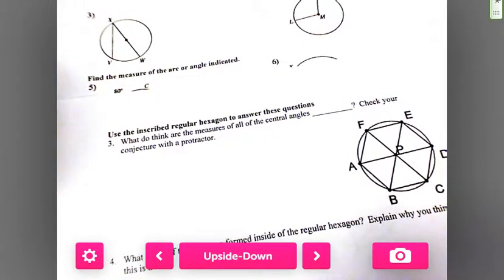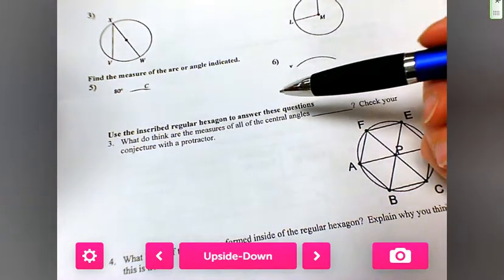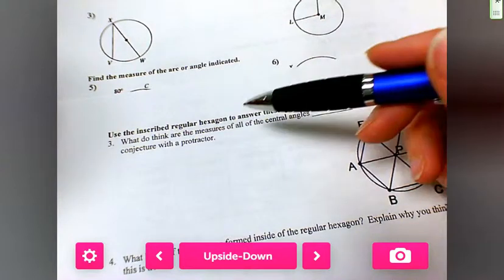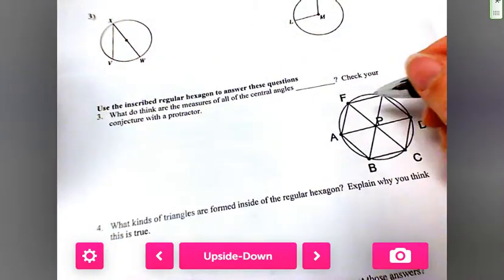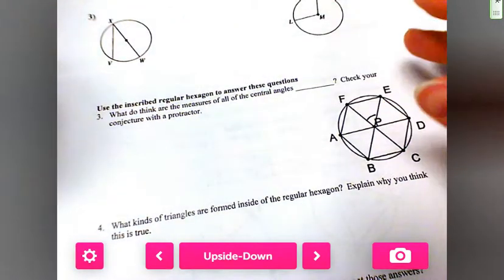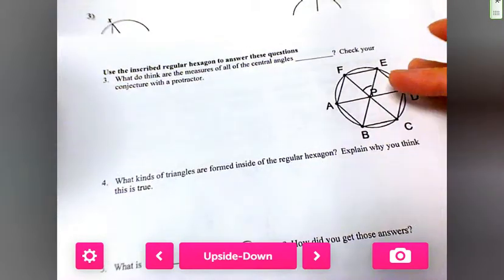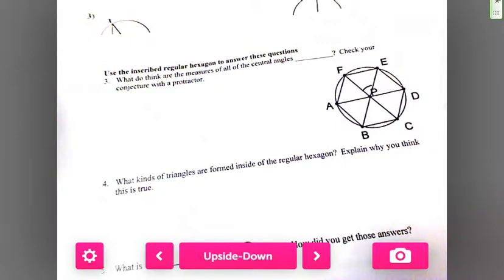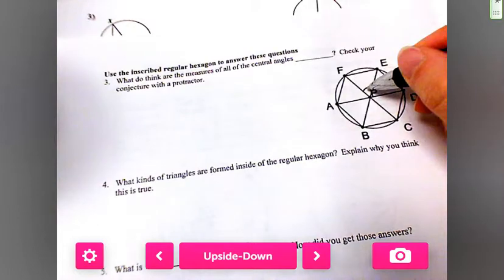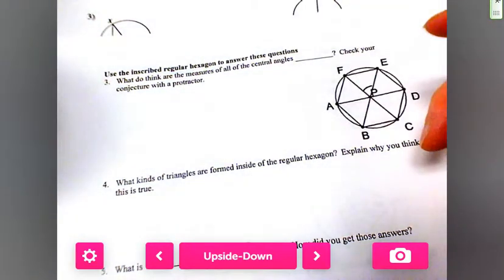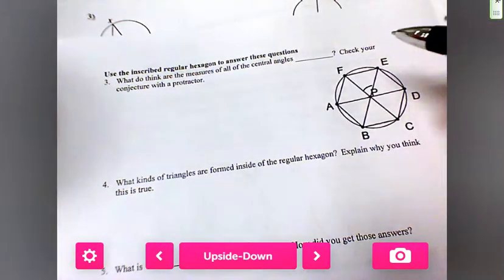All right. We're going to use the inscribed regular hexagon to answer these questions. What do you think the measure is for the central angles? What do we think our measure is right here? And we're not going to use a protractor to check. I'll check for you. Okay. What do the angles of a circle add up to be? 360. And these are all regular triangles inside my hexagon. So what's each of these going to be? How would we figure that out? We'd go 360 divided by 6, and that's 60.